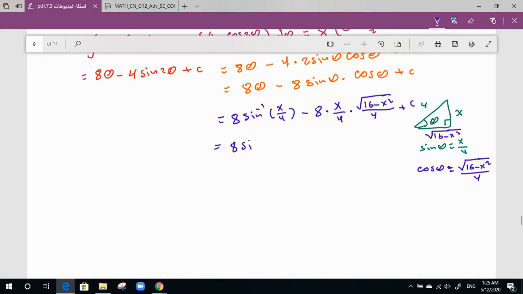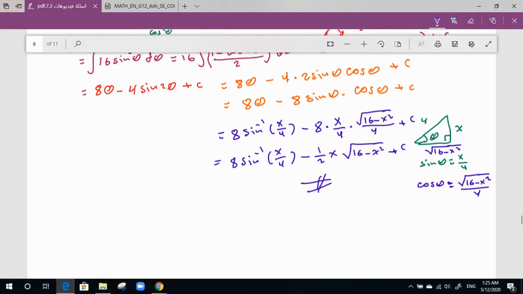So now I have 8 sine inverse x over 4. 4 times 4 is 16, and 8 over 16 is 1 over 2, so minus 1 over 2 x radical 16 minus x squared plus c. This is the final solution for my question.